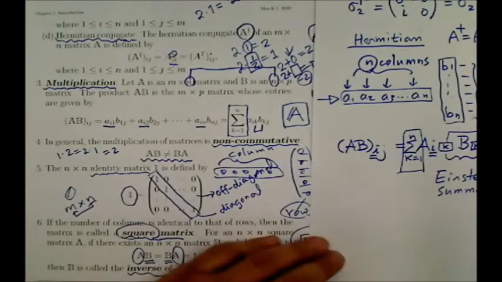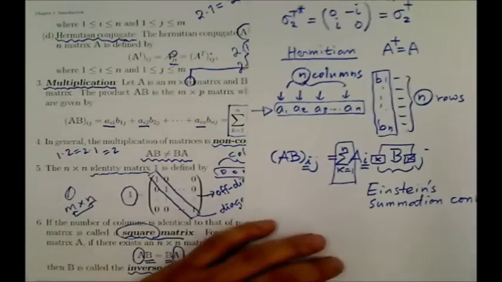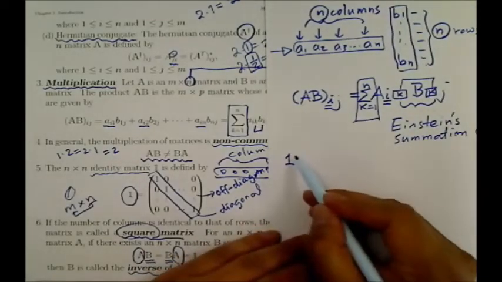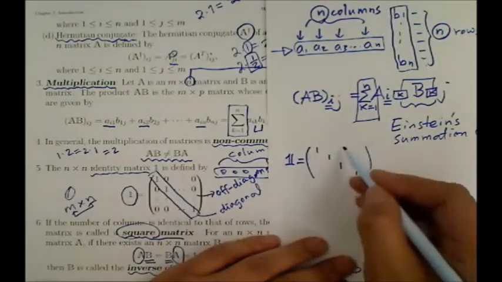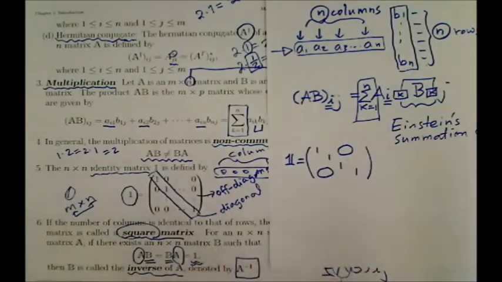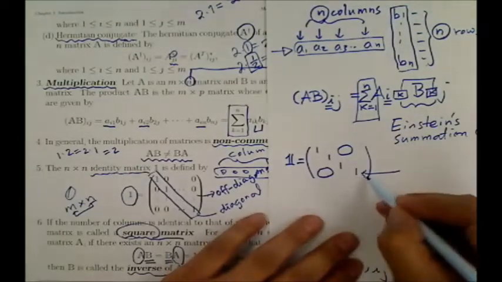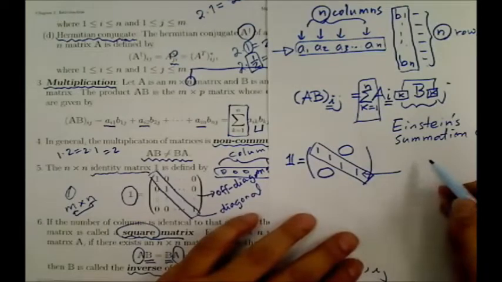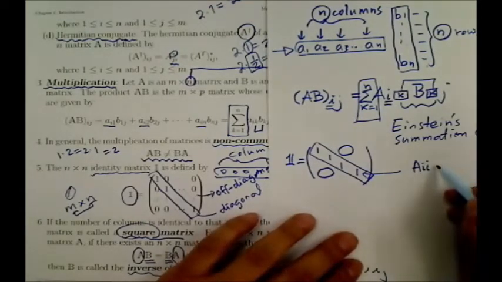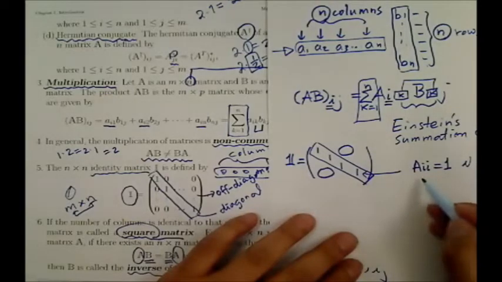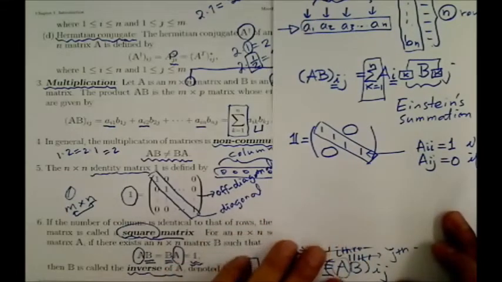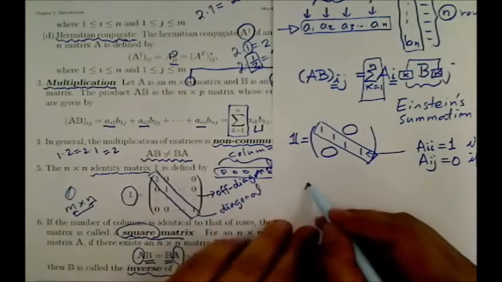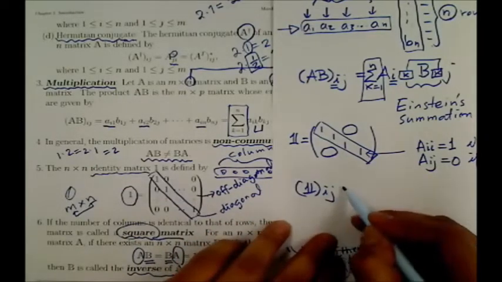Next, we consider the identity matrix. Identity matrix is a matrix whose diagonal elements are all 1, and off-diagonal elements are all 0. So, as I just told you, these elements, A_ii equals 1, A_ij equals 0 if i is not equal to j. So, special notation is used to identify the ij element of identity. We use Kronecker delta.